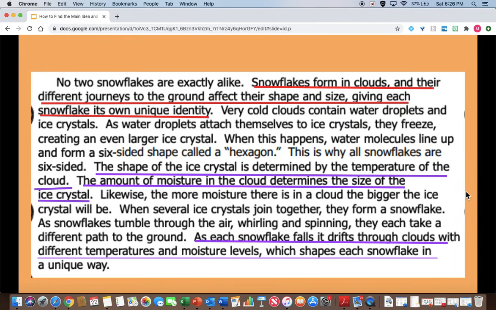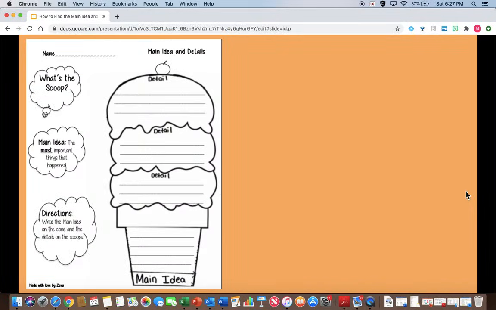And then finally, my last detail was that as each snowflake falls, it drifts through other clouds with different temperatures and moisture levels, which shapes each snowflake in a unique way. So although it's already been shaped based off of one cloud that it formed in, it's falling from the sky, and it's falling through all these other different clouds. And so it's continuing to change shape until it finally reaches the ground. And so that was my main idea, and those were the key details I was able to find.